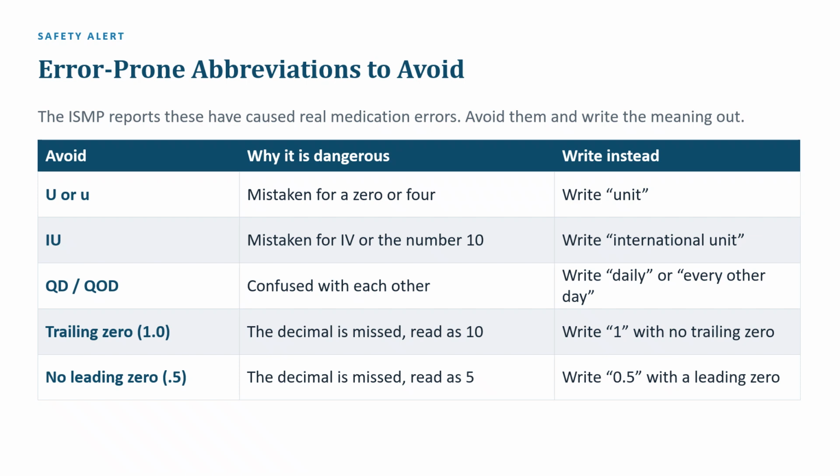For your MA role, the rule is simple and firm. Don't use these abbreviations yourself, and if you ever see one on an order that is unclear, don't guess. Clarify with a provider or pharmacist before anything is given. This single habit prevents some of the most serious medication errors that happen in healthcare.